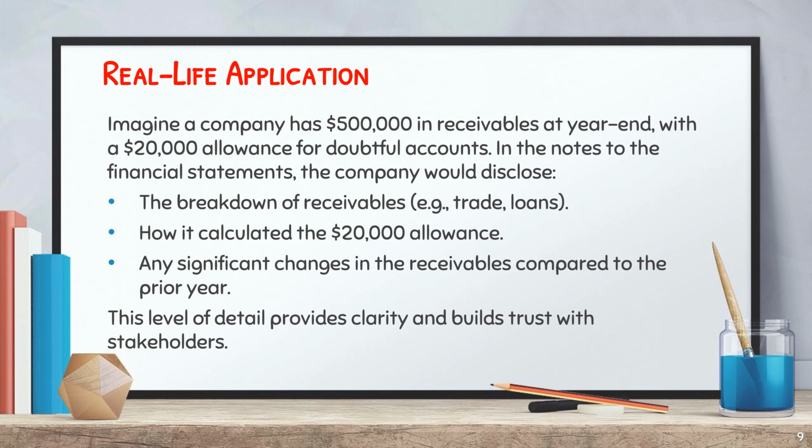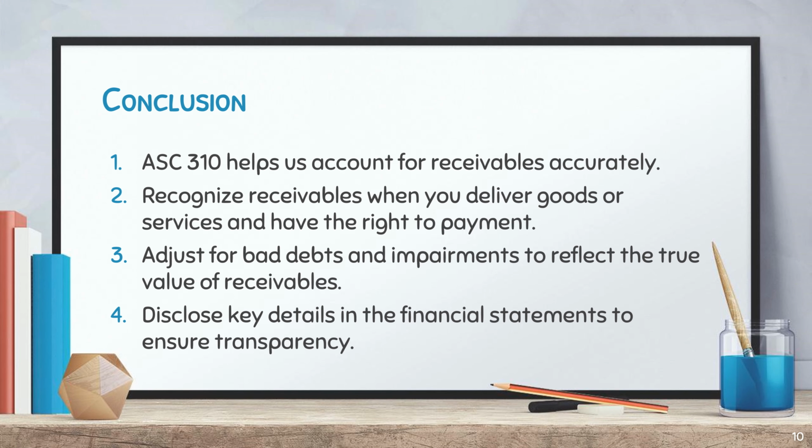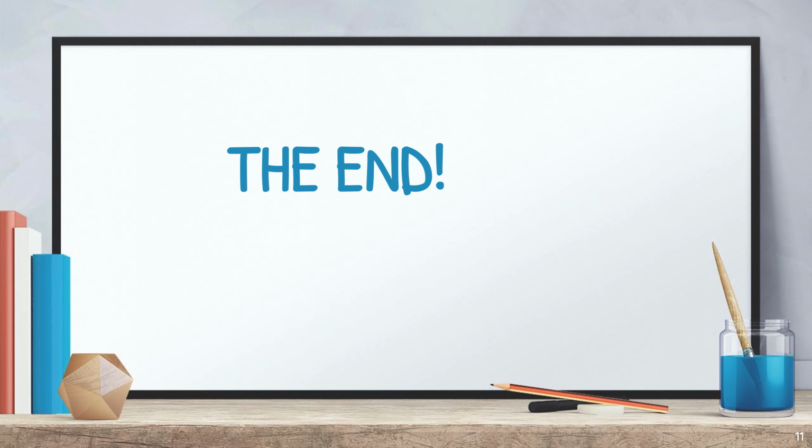To summarize, 1. ASC 310 helps us account for receivables accurately. 2. Recognize receivables when you deliver goods or services and have the right to payment. 3. Adjust for bad debts and impairments to reflect the true value of receivables. 4. Disclose key details in the financial statements to ensure transparency. By following these rules, you can provide a clear picture of your company's financial health, and that's ASC 310 in a nutshell.